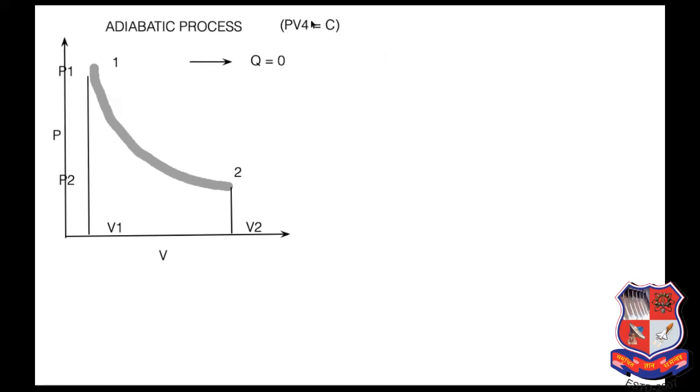What is gamma? Gamma is the adiabatic index, Cp by Cv. Okay, what is gamma? Gamma is equal to Cp divided by Cv. Now if you want to derive the first point, it is work done. Work done of the adiabatic process.